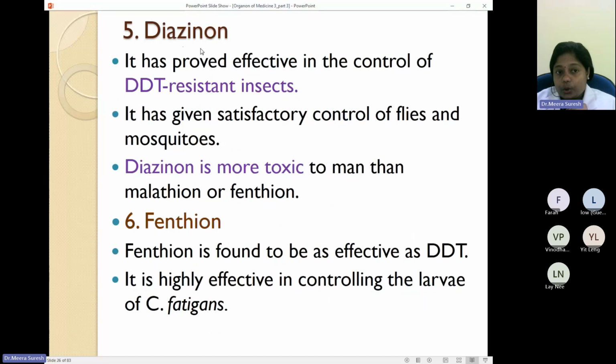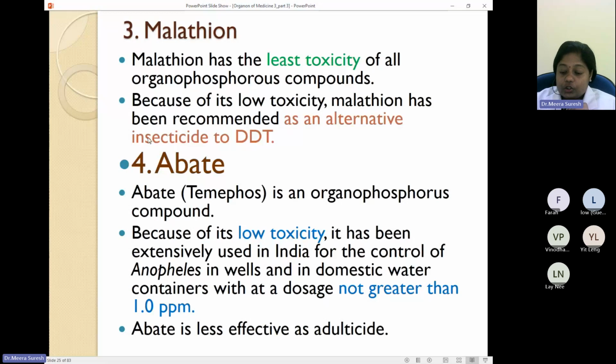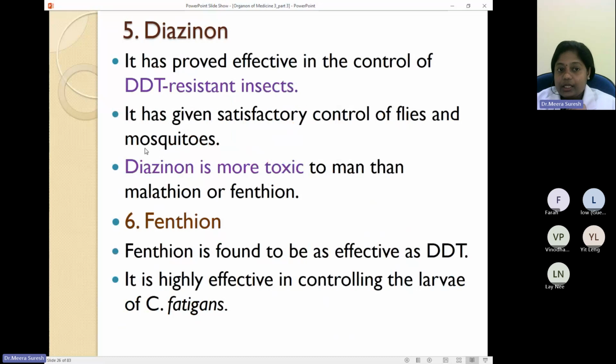Then we have diazinon. It is proved effective in the control of DDT resistant insects. So already we told, in case of DDT resistance or for less toxicity, we can use malathion as an alternative. But in those organisms where they have grown resistant to DDT, we can use another option, diazinon. It has given satisfactory control of flies and mosquitoes. However, it is more toxic than malathion or fenthion to man.